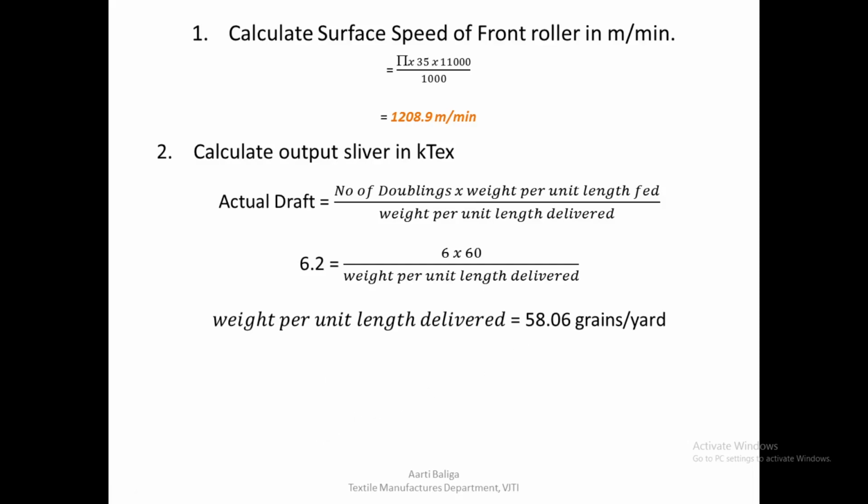Now, since this is in grains per yard, we will need to convert it into kilotex first. So we use these two formulas which we have discussed in the first slide. Hank is equal to 8.33 divided by grains per yard, which gives us a value of 0.14 when we substitute 58.06 here. And second thing that we need to do is convert this Hank into kilotex by using this formula, that is 590.5 divided by Hank into 1000. So we get the kilotex value as 4.22. Once we have got these two values, now we can easily calculate production in the required unit.